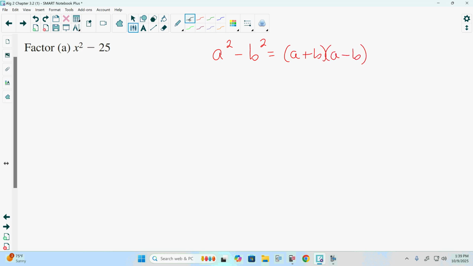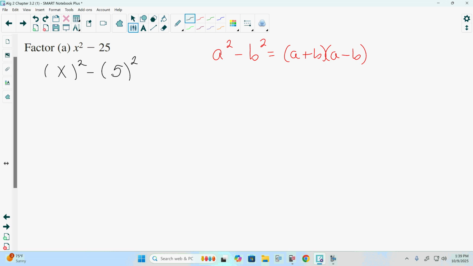So if we wanted to, we can get x squared minus 25 in the form of a squared minus b squared. We just have to figure out what times itself is going to be x squared and what times itself is going to be 25. Well, x squared is x times x, or just x squared. Now 25, we have to figure out what times itself is 25, which is 5, because 5 times 5 would indeed be 25.